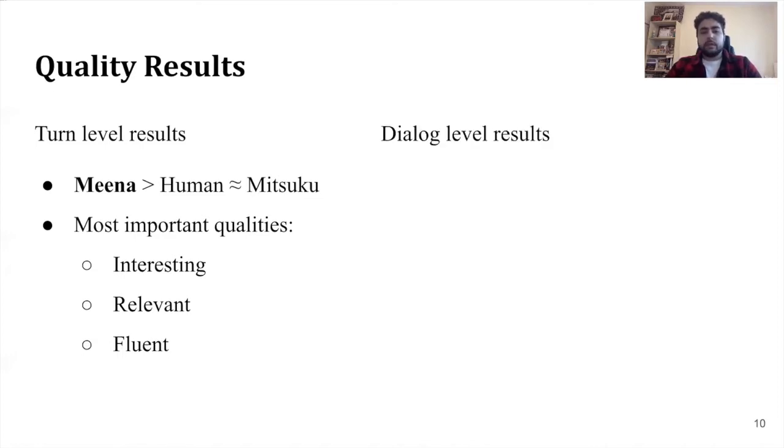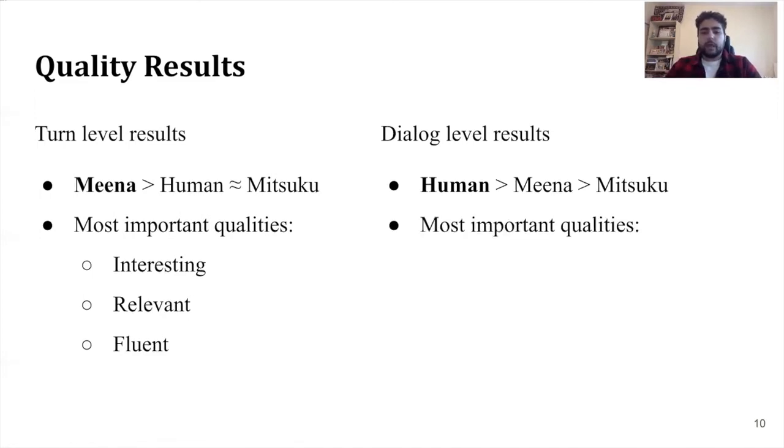At the dialogue level, we see that humans outperform Meena and Meena outperforms Mitsuku. This result really highlights the importance of assessing systems in an interactive environment. If we were just looking at the static task of response generation, we would think that Meena has surpassed humans. But now looking at an interactive dialogue where the system has to have a back and forth interaction, we see that humans still outperform Meena and Mitsuku. At the dialogue level, the qualities that contribute most to the overall impression are coherence, likable, which includes things like personality and empathy, and also whether the system understands the user.